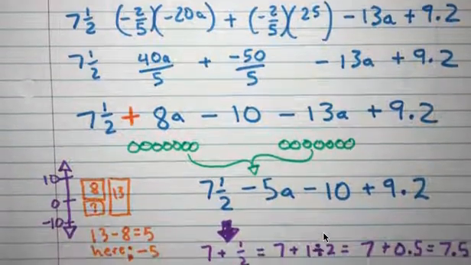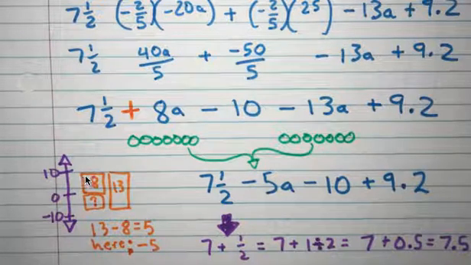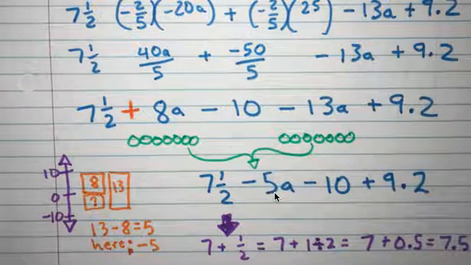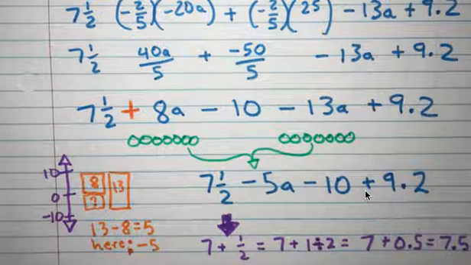And we can see that I've drawn our little boxing method out here. We have positive 8a, and then we lose 13. So if we have the stacked boxes, 8 and then 13, what's the height of the mystery box? Well, that would be 13 minus 8, or 5. Here we're 5 below 0, so that's negative 5. Plus 8a minus 13a becomes negative 5a. And this 7 1/2 comes down, negative 10 comes down, and plus 9.2 comes down.